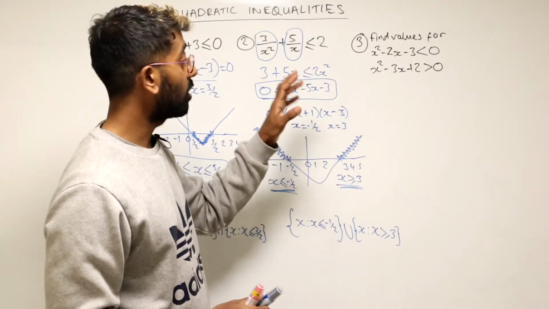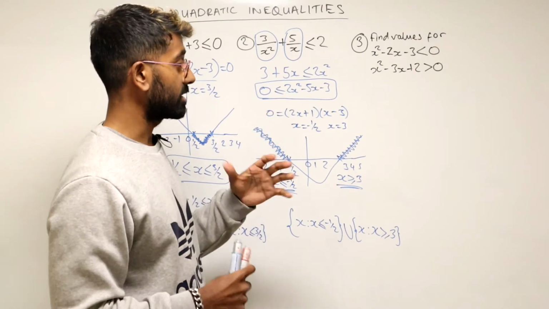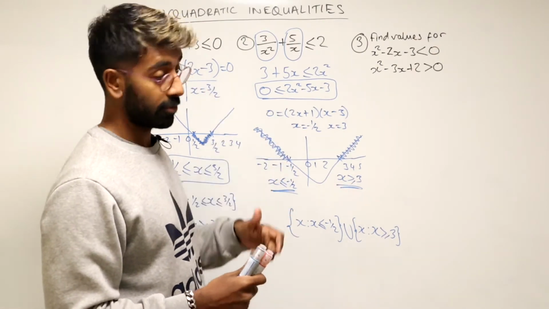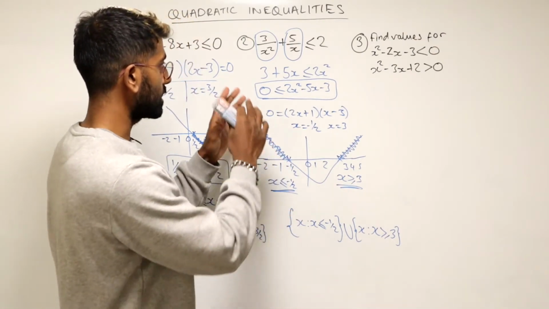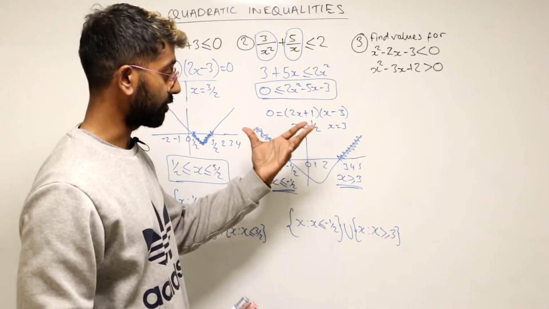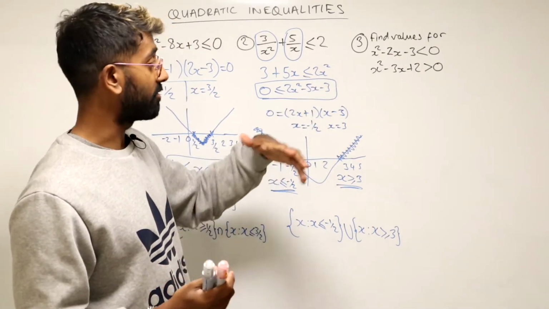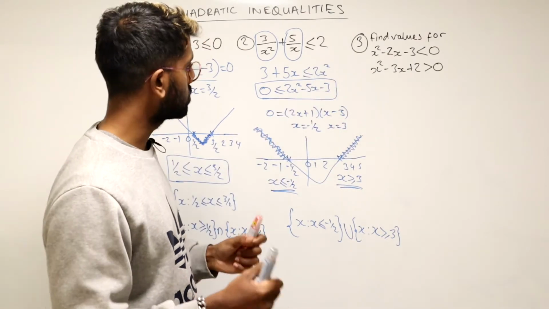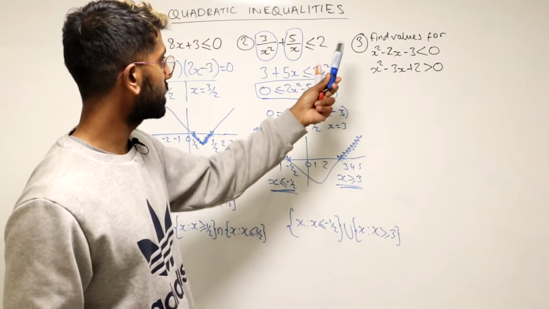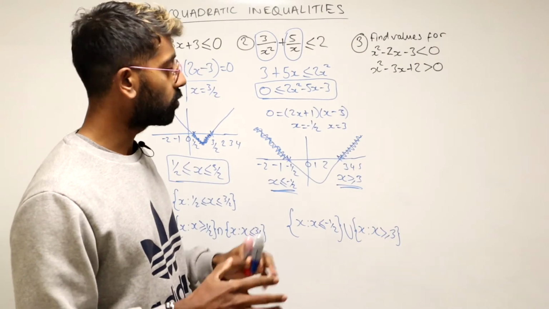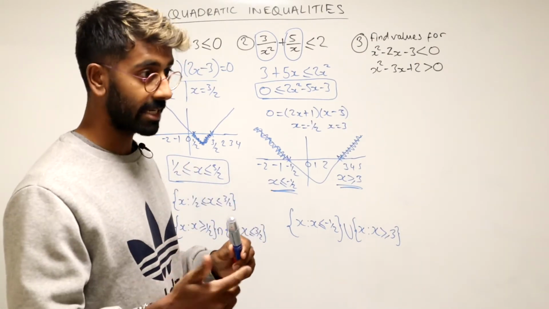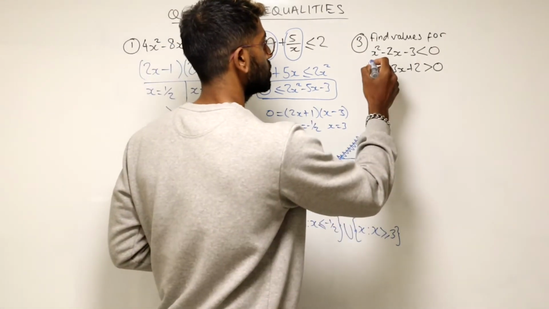Now, for the last one, we've got to find a set of values that work for both of those quadratics. So it's not just the same as these where we've just solved and we've got one set and we're done. We've got to find a set of values that's going to work for both. So let's get cracking. Now, for the first one, we'll go find the roots again, make a sketch, then we solve it. So this one here.